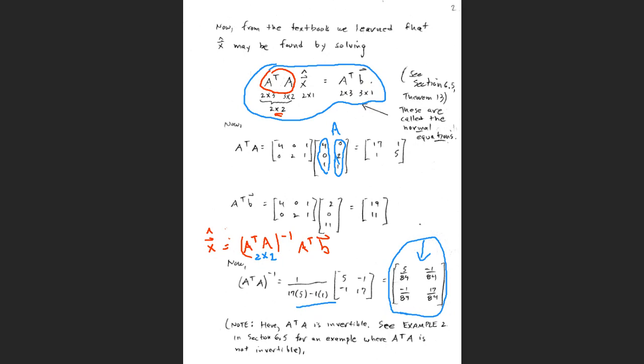Now, what would happen if A transpose A is not invertible? Well, we'll look at that after the break. We'll look at an example like that. But now that we have A transpose A inverse, we're ready to find the least squares solution x hat.